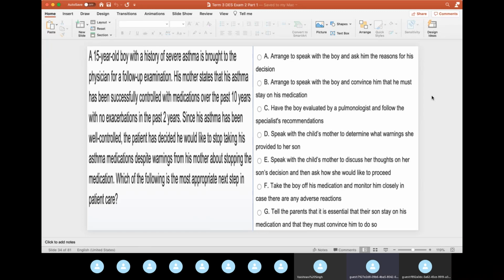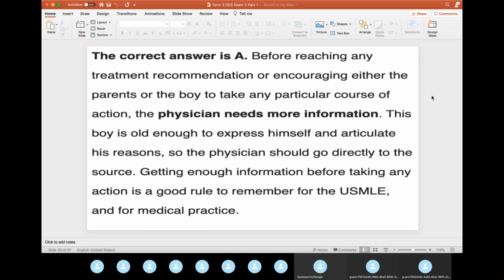A and E. Anyone? Any other answers? Before I reveal the answer: 3, 2, 1. It's A. So before reaching any treatment recommendation or encouraging either the parents or the boy, the physician needs more information. The boy is old enough to express himself and articulate his reasons.